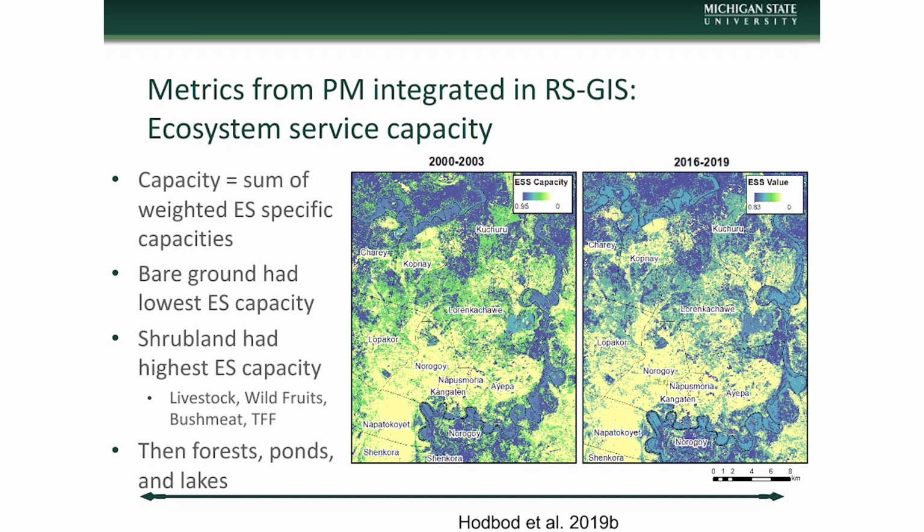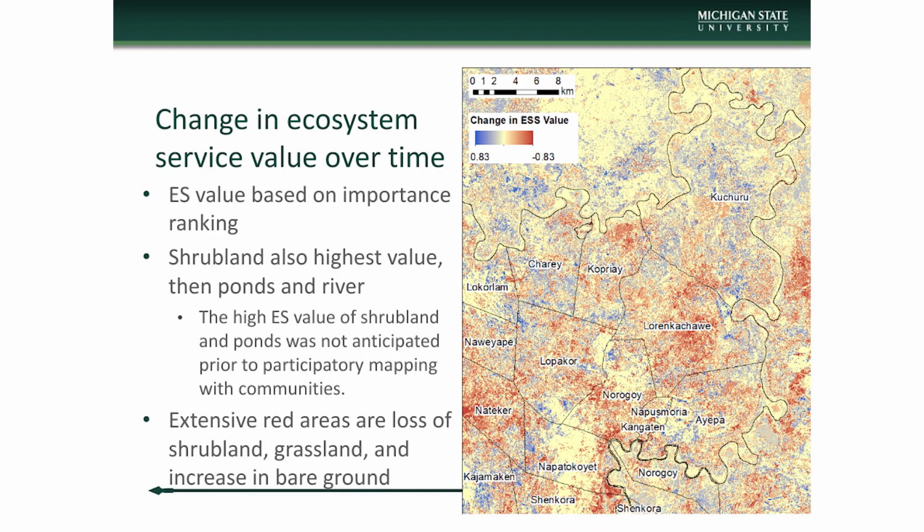This map is a little hard to see in this light, but essentially there's more yellow. You might just have to trust me on that. And then that got combined into a change over time map, which was also based on the ranking, which similarly showed that shrublands had the highest value.